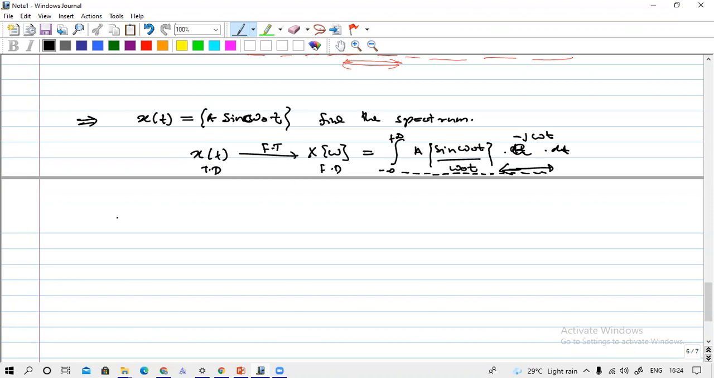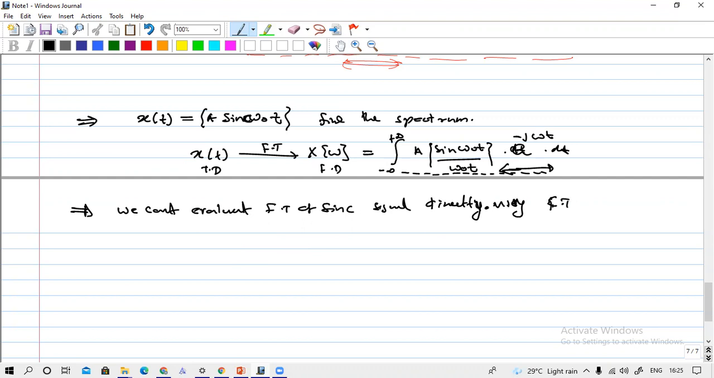So that is one point: we can't evaluate the Fourier transform of the sinc signal directly. We have to use another method. Using some Fourier transform properties, you can derive this sometimes.